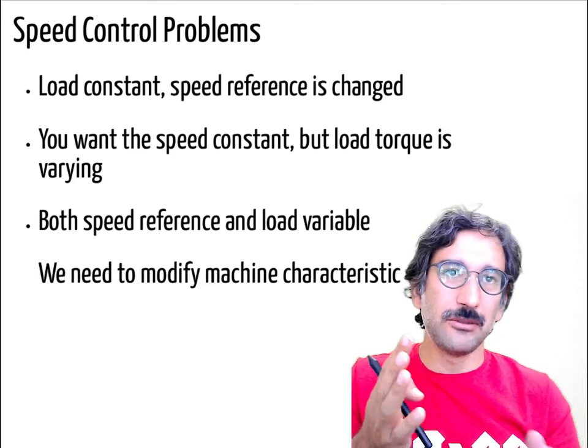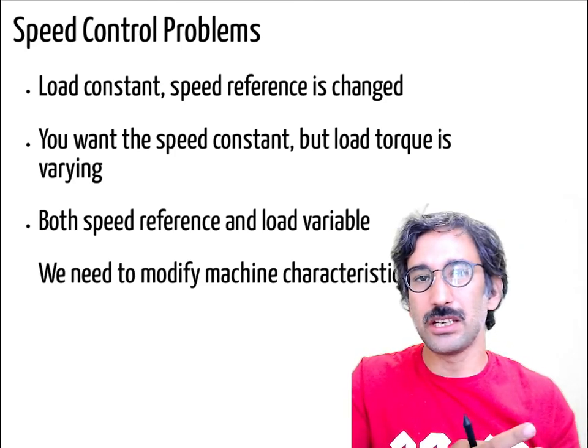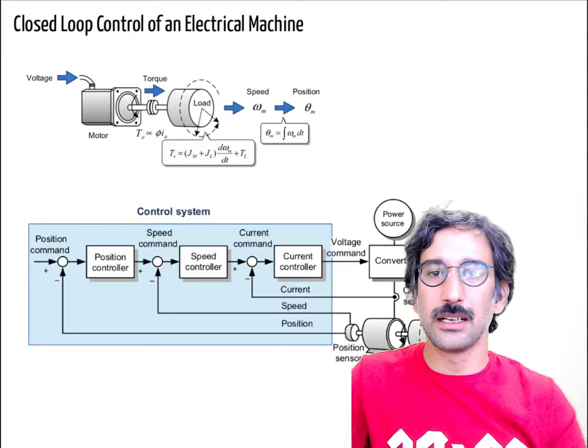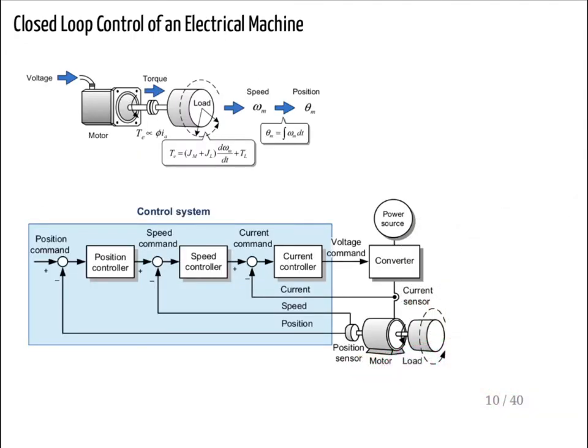And we need to modify machine characteristics, or supply characteristics. Here you see a system representation. At the end of the day, I have my voltage source. I can control how much voltage is applied, or as we discussed last week, maybe I can control extra resistances and that kind of equipment. So it produces some torque, and I have my mechanical system, and from the mechanical system I have my speed, and if you take the integral of the speed, you can have the position.